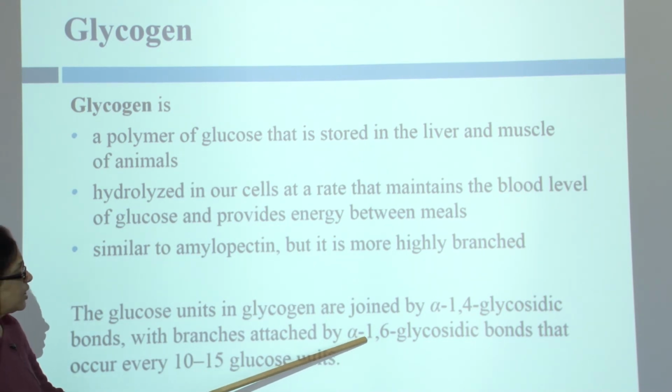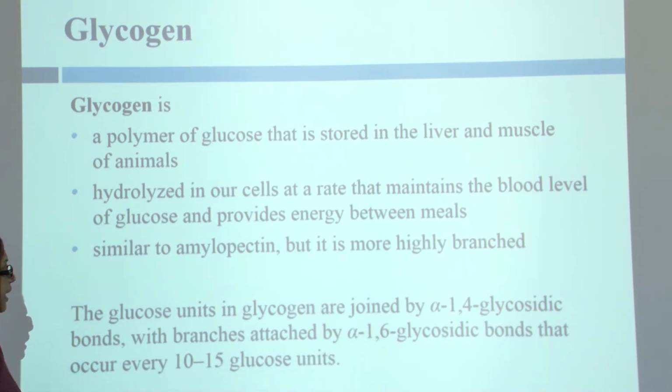The glucose units in glycogen are joined by the 1,4 glycosidic bonds with branches attached by 1,6 that occur every 10 to 15 glucose units. So the branch alpha 1,6 glycosidic bond is present every 10 to 15 glucose units. And again, glycogen is the polymer of glucose stored in the muscles and the liver and gives energy between meals. It's a branched polysaccharide. It is similar to amylopectin in that way.